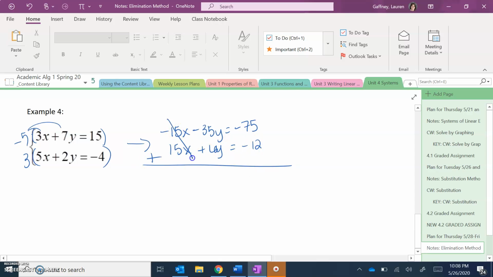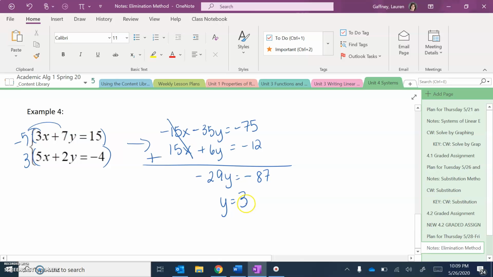Big addition problem. These cancel. In all the other ones, I canceled the y's. It doesn't matter. You can cancel the x's or the y's. So that's a 6. Okay, so let's add up what's left here. Negative 35 plus 6 would give me a negative 29y, and this would give me a negative 87. Okay, so if I divide by that negative 29, I get 3. Okay, so now I've got to find x.